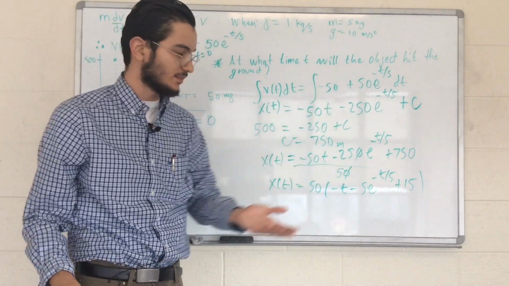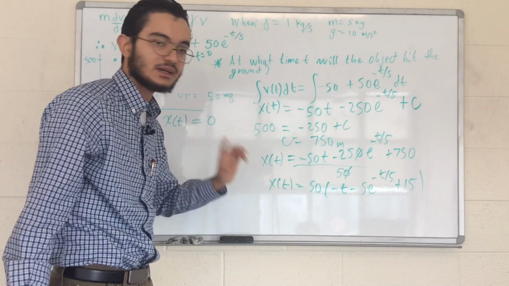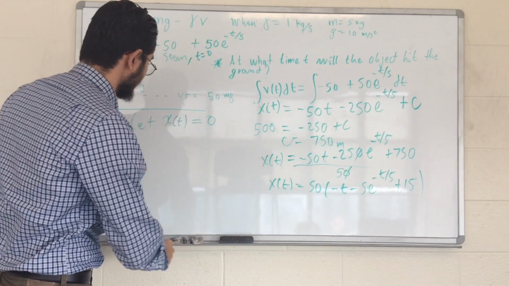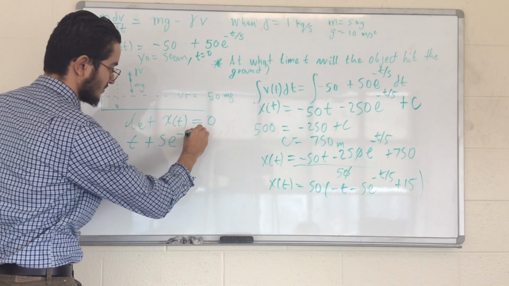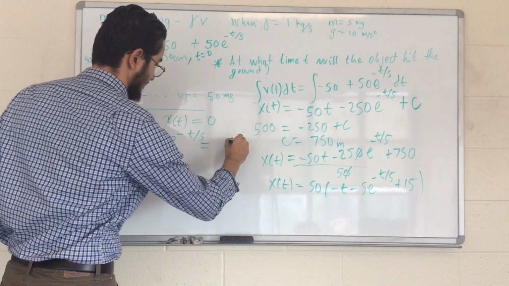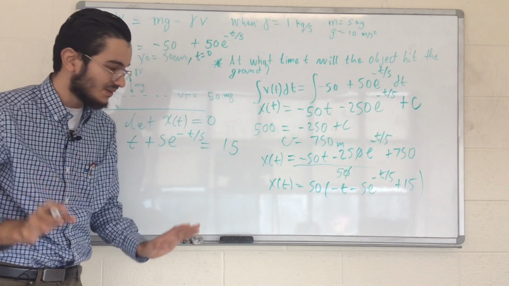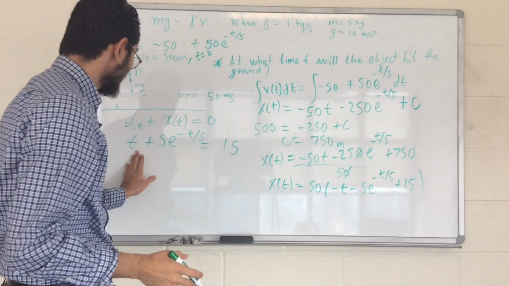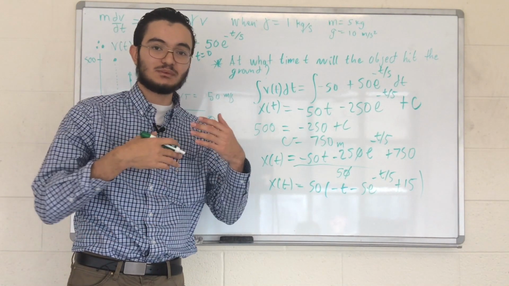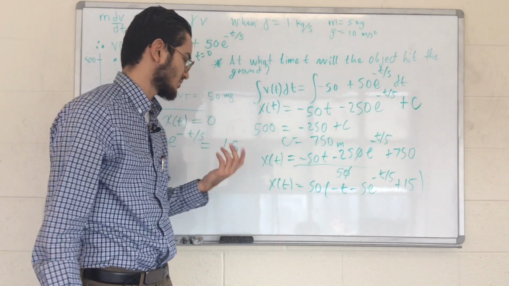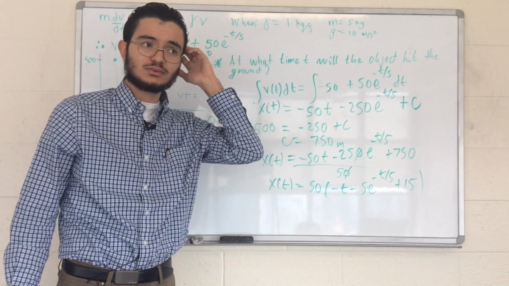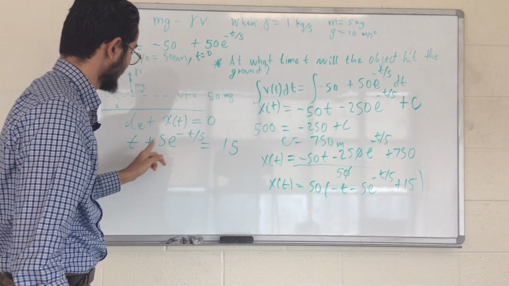Of course, the 50 doesn't matter because we're dividing by 50, and over here we got a 0. So we got something like this. We got t plus 5e to the negative t over 5 equals 15. And here comes the trick, okay? This equation is very hard to solve with conventional methods. You cannot just use the quadratic formula. No, it's not a quadratic function. It's an exponential function, with a linear term over here.